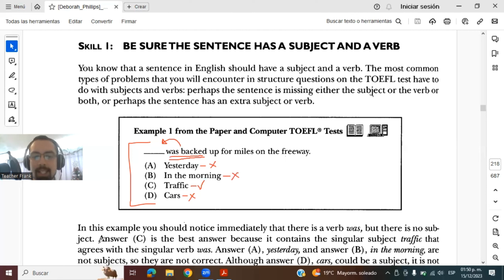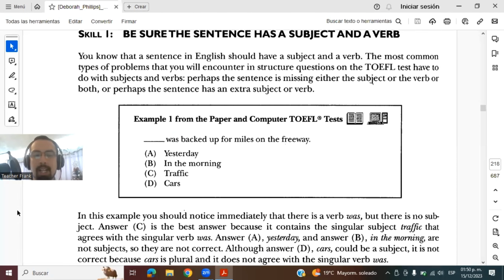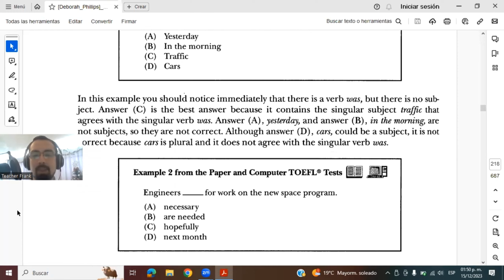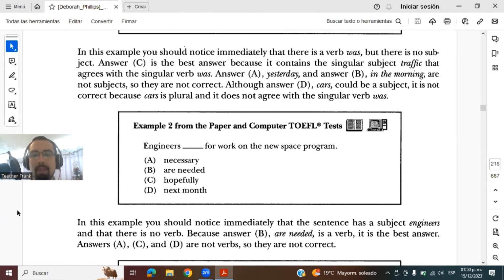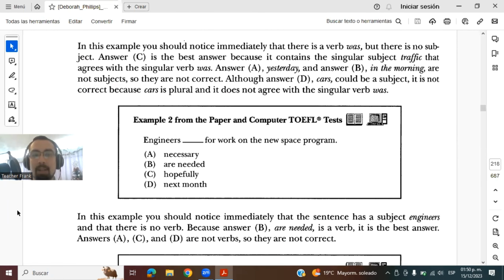And down here, it says answer C is the best answer, right? Because it contains the subject traffic. And basically the explanation says what we just saw right now, that it's not possible to have A or B because they are not subjects, right? And D, cars, could be a subject, but it is not correct because cars is plural and it does not agree with the singular verb was, right? Okay, let's look at another example.